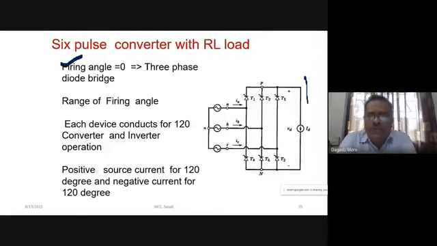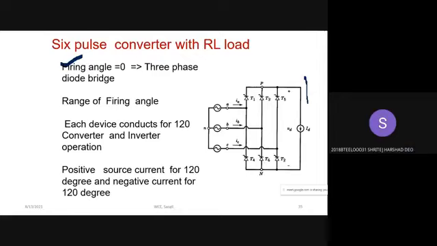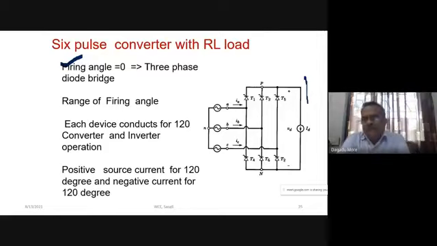What is the range of firing angle alpha? Two ranges, it has 0 to 120 continuous, and after that discontinuous. Okay, your answer is appreciable. We'll correct your answer.